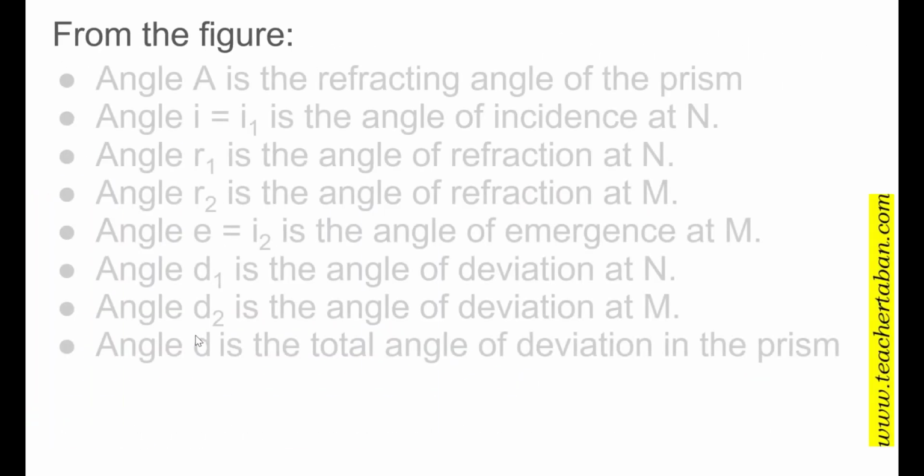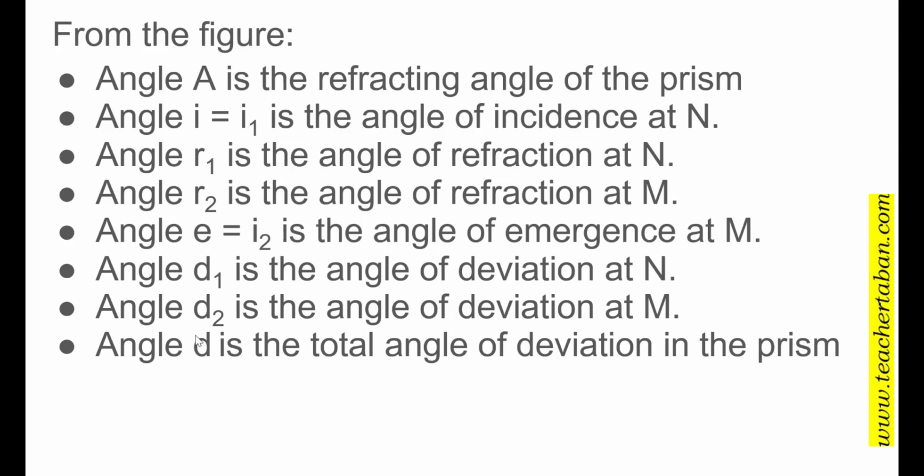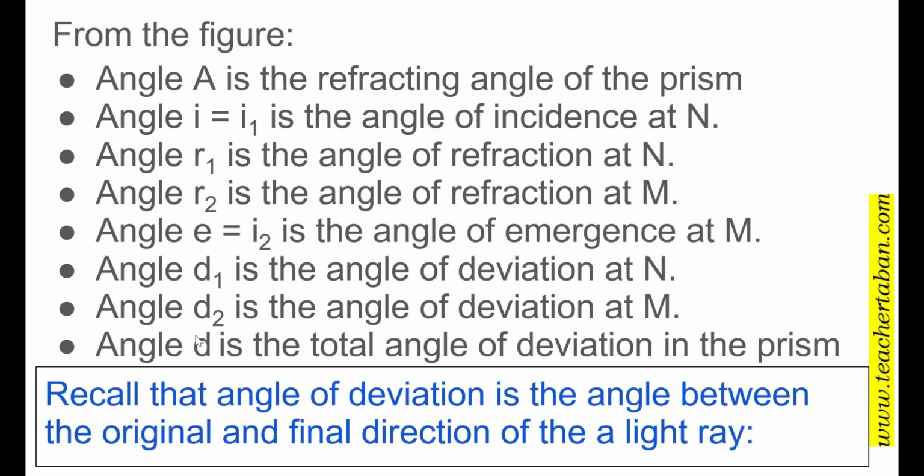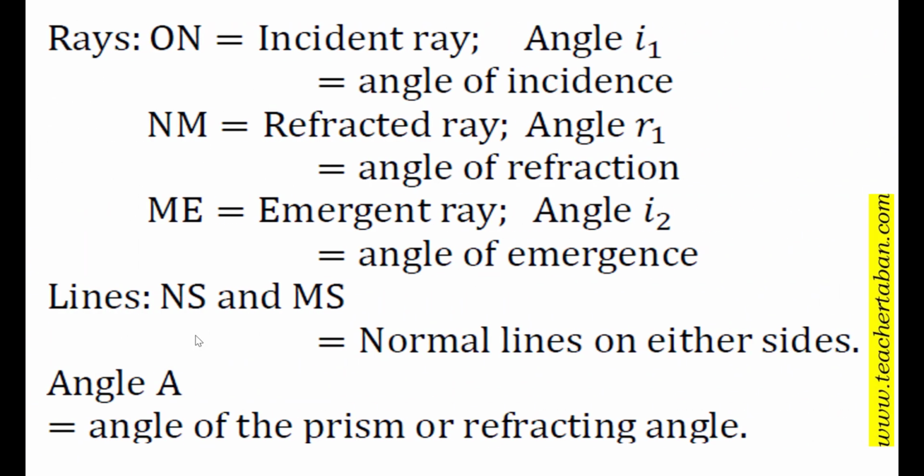So from the figure, you can note that the angle A is the refracting angle of the prism. Angle I1 is the angle of incidence at N. R1 is the angle of refraction at N. Then R2 is the angle of refraction at M. I2, which is equal to E, is the angle of emergence at M. D1, D2 are the angles of deviation at N and M respectively. And then the angle D is the total angle of deviation of the prism. We also need to recall, as I've already mentioned, that the angle of deviation is the angle between the original and the final direction of the light ray.